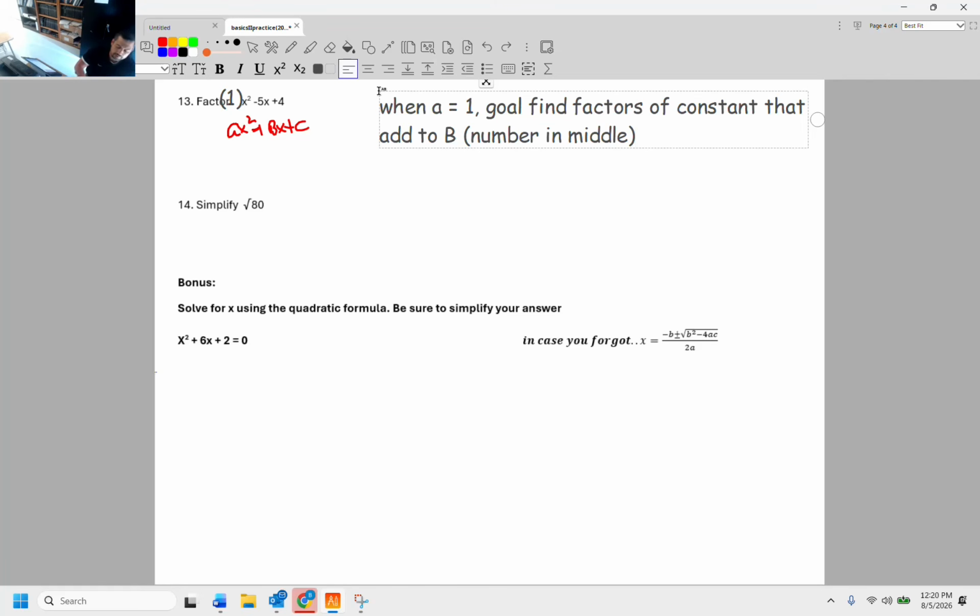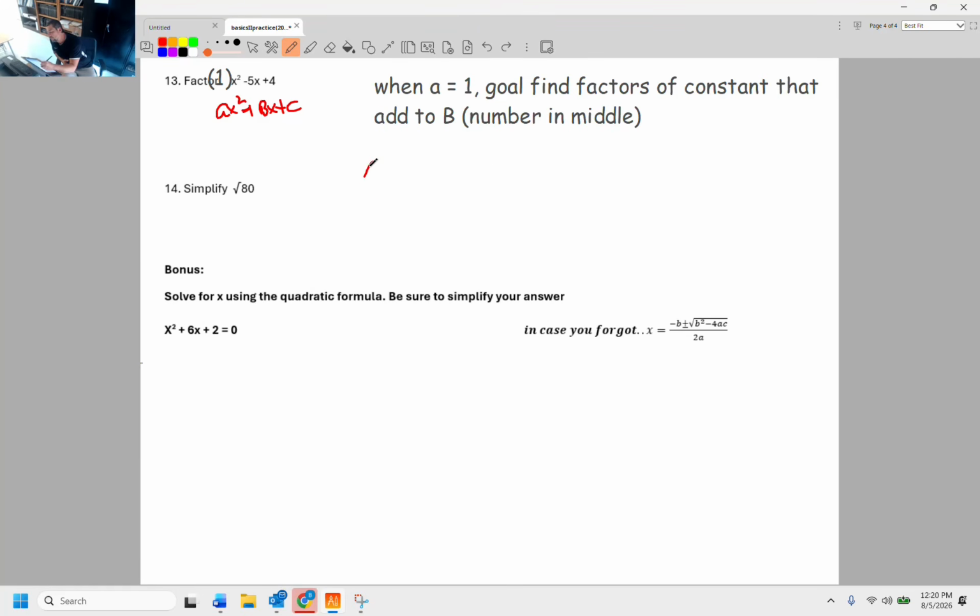All right? Now, to create the x squared, you have to lead with an x and x, because x times x is x squared. Factors of 4 are simply 1 and 4. That's all they are. This would give me 4x, and this would give me an x. However, I need a negative 5x. Therefore, they both have to be negative, because negative x minus 4x is negative 5x.